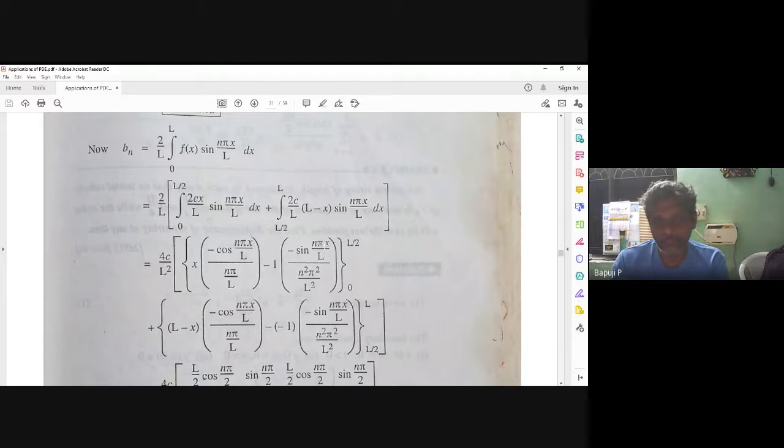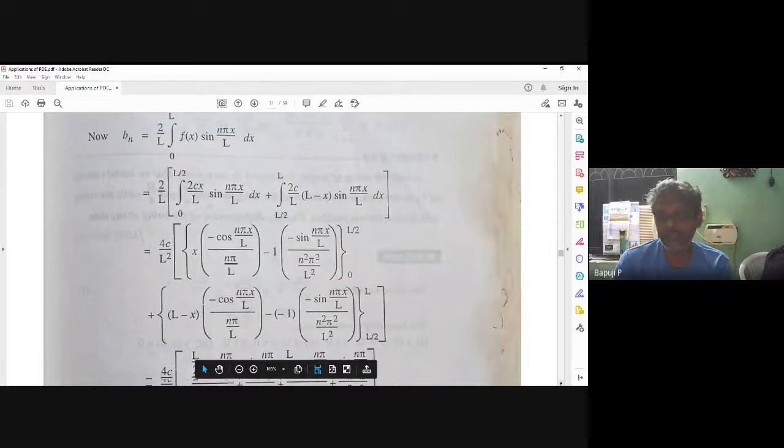Here, lower limit 0 means sin 0, so this whole term vanishes for the lower limit. Here upper limit means L minus L is 0. Here sin(nπ), so the upper limit vanishes. Here only the upper limit stands. If you substitute L/2, what will you get? L/2 sin(nπ/2) you will get. Sorry, this is cos(nπ/2) sin(nπ/2). Similarly, this you will get. Lower limit is L, so one is plus, one is minus. Only the sine terms will remain.